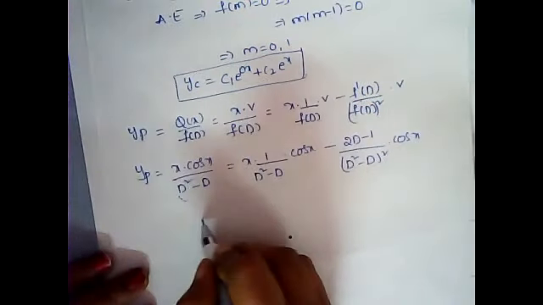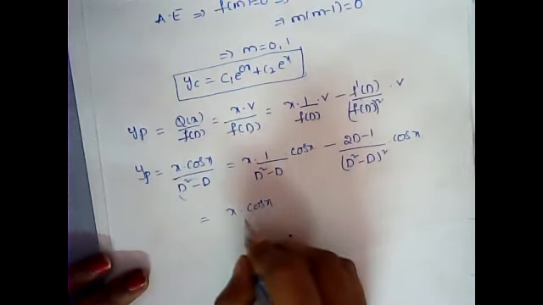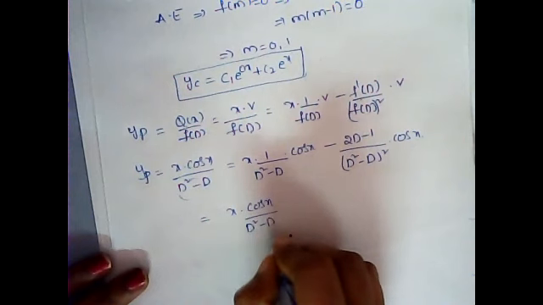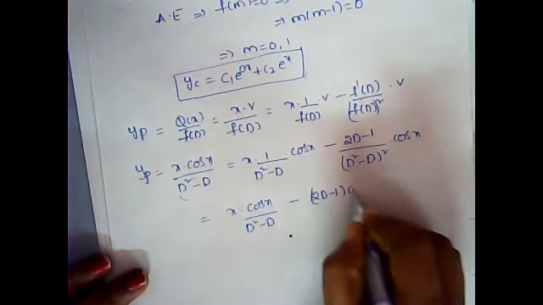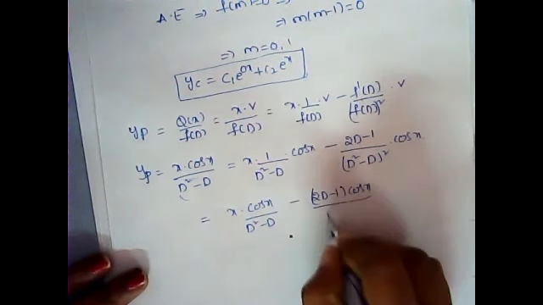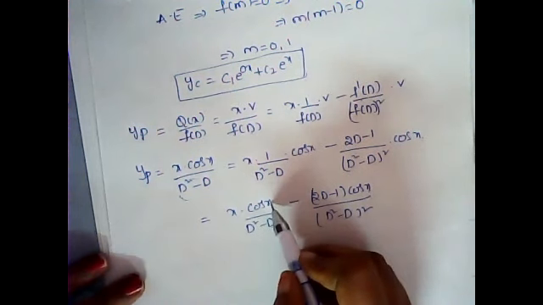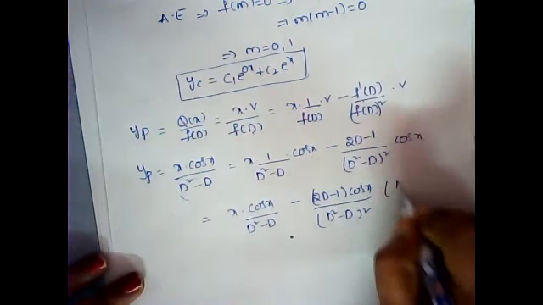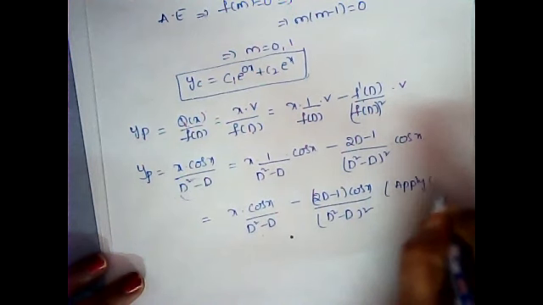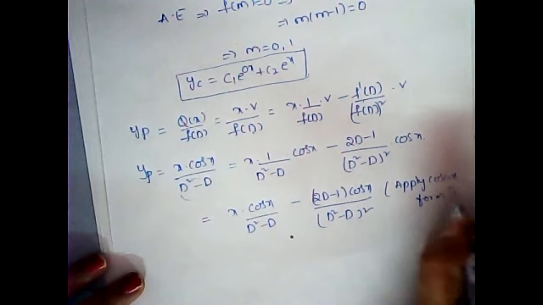Okay, now which will be here x into, I'm writing it clearly now, x into cos x by D square minus D minus 2D minus 1 into cos x by D square minus D whole square. Now you can see this is in the form of cos ax by f of D. Now here we need to apply the cos ax form, or method.